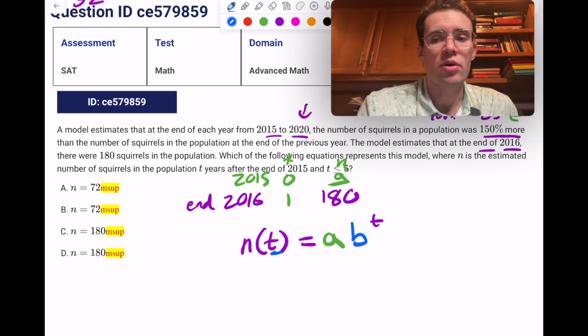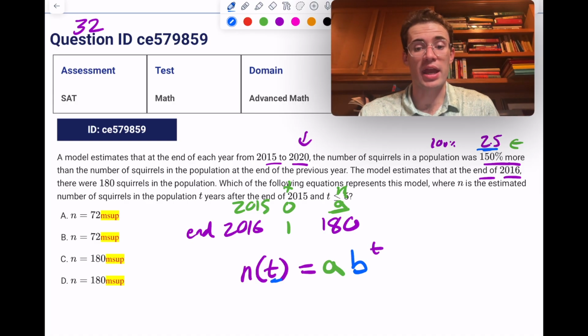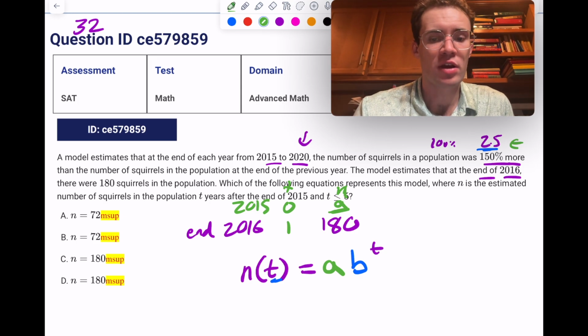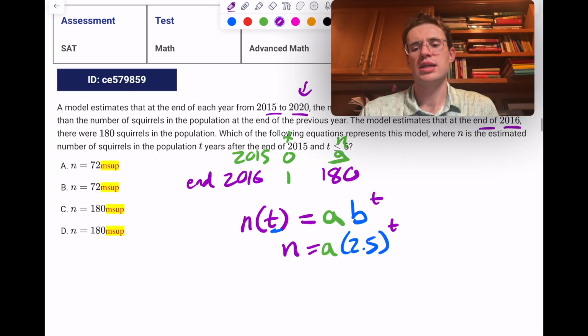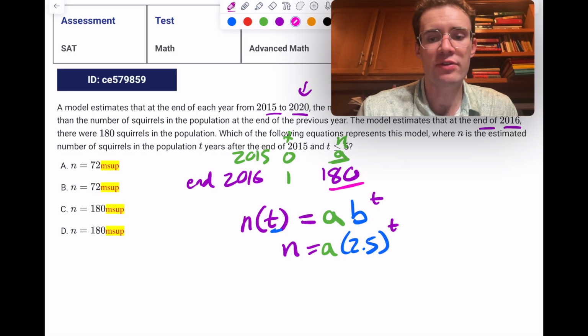Our b value, we actually know, like we said, that's going to be 2.5. That's just the growth factor, what you're multiplying it by each year. If it grows by 150%, that's 1 plus 1.5 is 2.5. So we have n is equal to a times 2.5 to the t power. Now we could plug in the value we know, which is that at the end of 2016, there were 180 squirrels. That's our n value.